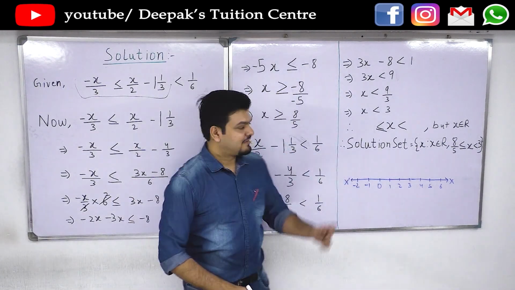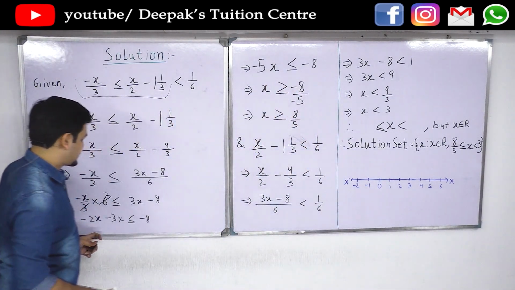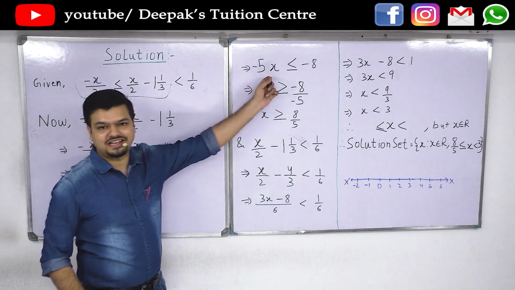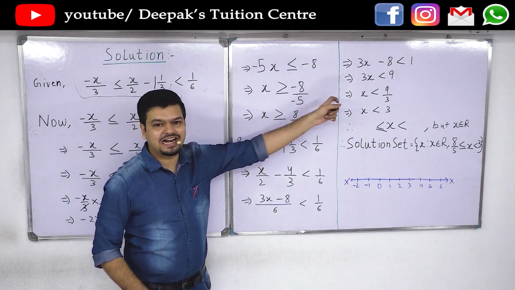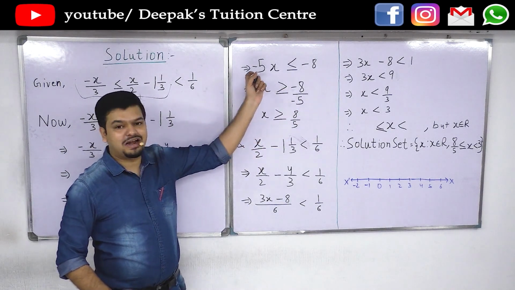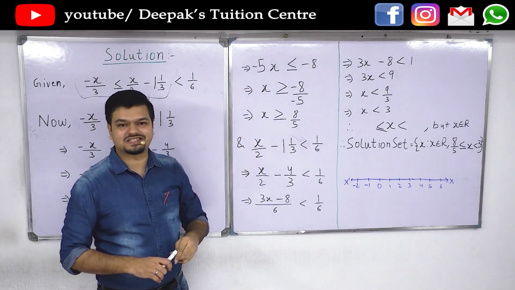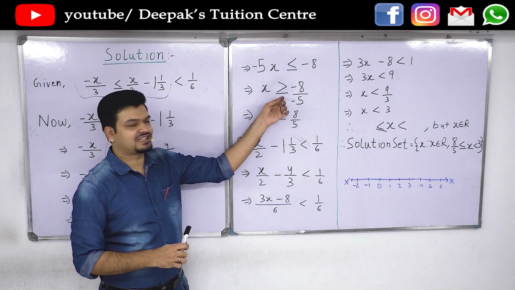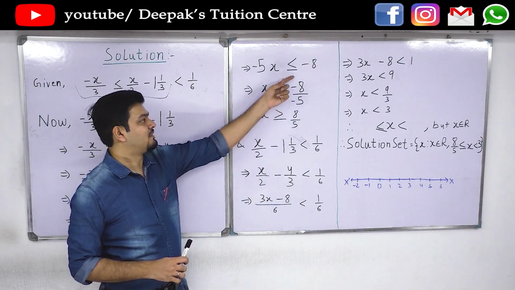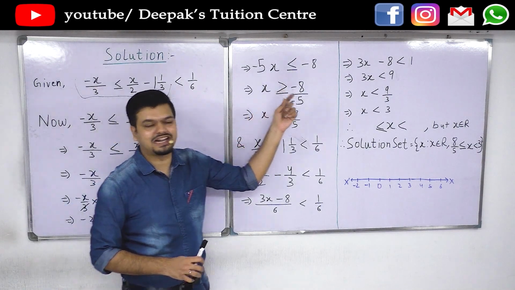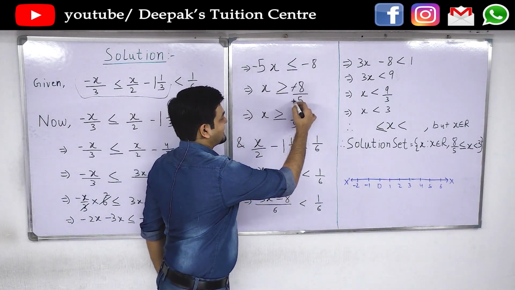But later, when we get minus 3x minus 2x equals minus 5x, and we transpose this minus 5 from the left hand side to the right hand side, since we are dividing both sides by minus 5, we have to change the sign. So the sign of the inequality changes from less than or equal to, to greater than or equal to, and the minus gets cancelled off.